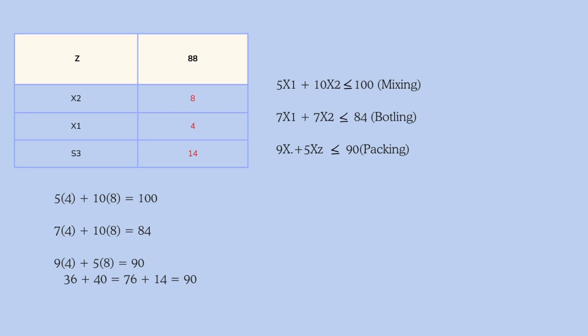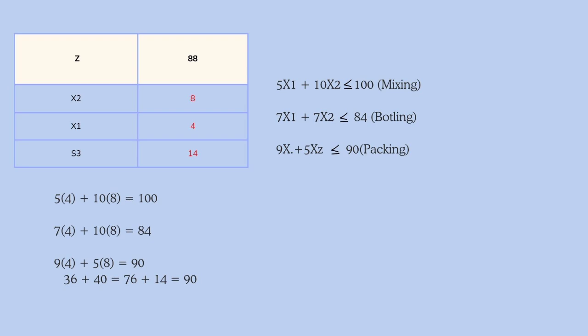Then, next is 7 times 4 plus 7 times 8 is equal to 84. Then, tama naman, equal siya dun sa battling din. Then, 9 times 4 plus 5 times 8 is equal to 90. So, hindi siya equal. 9 times 4 kasi is 36. Tapos, 5 times 8 is 40. So, kapag pinag-plus mo yon, 36 plus 40, 76 lang.